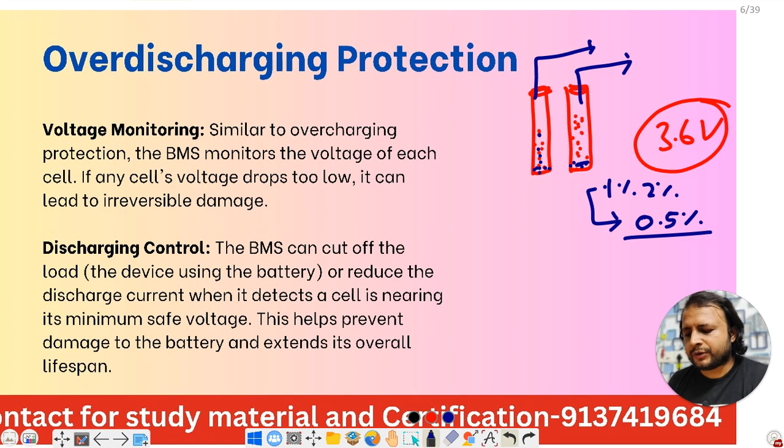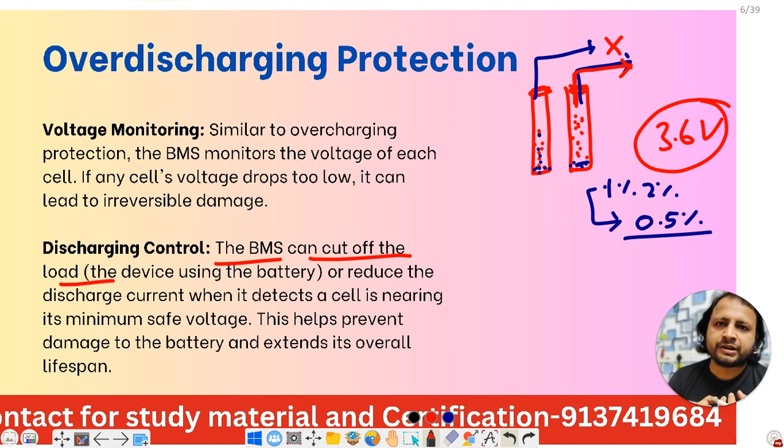So what will the BMS do? The BMS will just disconnect this particular circuit so that the additional charges should not go outside, for the safety of this cell. So this is how the BMS can cut off the load. Load means who is taking the charge. Okay, so the individual cell is supplying with the help of the battery pack. So what the BMS will do is, smart BMS are cutting off this particular cell from the operation so that it can be saved.